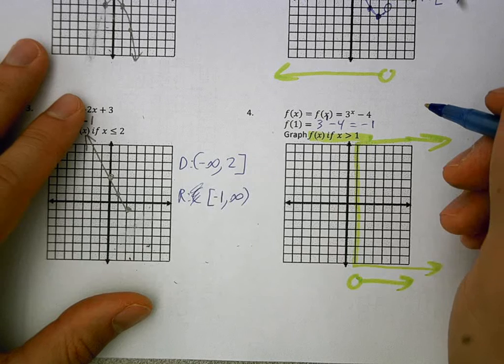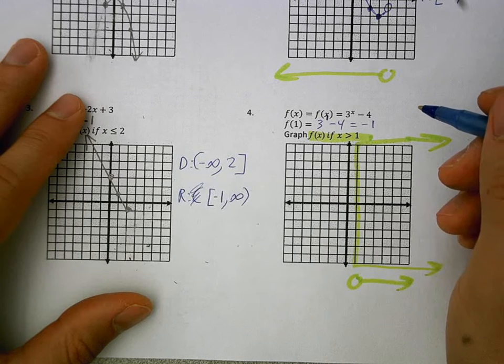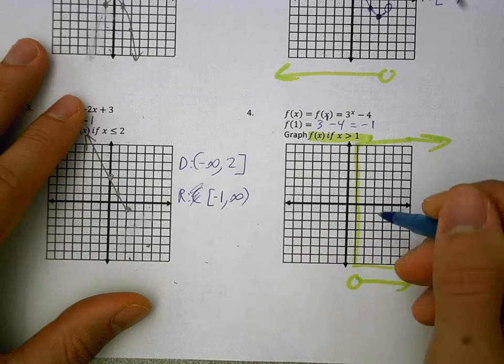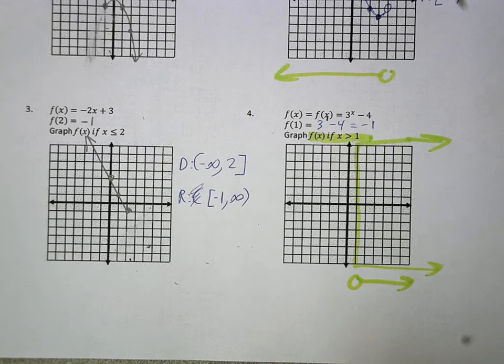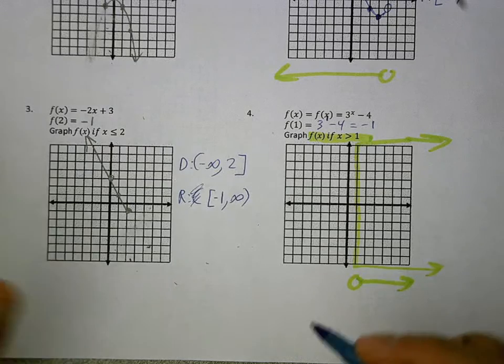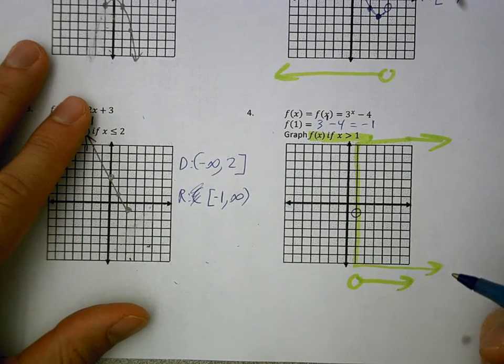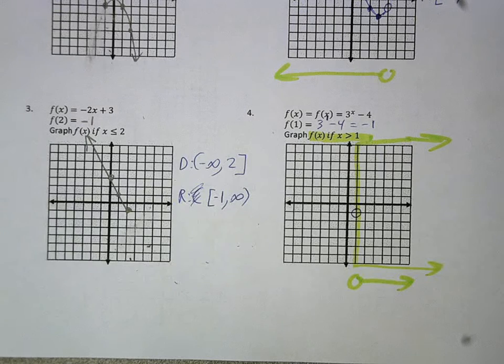So I have my starting point at (1, negative 1). Is this going to be an open circle or a closed dot, class? Open circle. So, open circle right here. That's right on my line. That's where I get to start. And then I've got to go to the right.